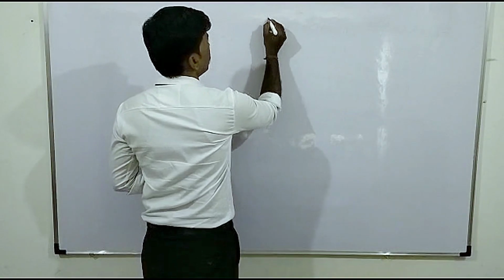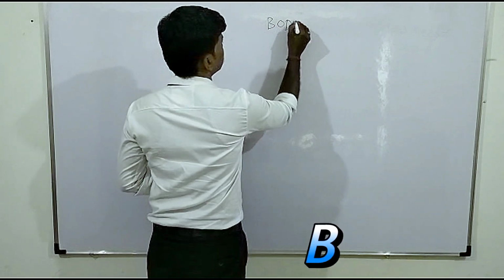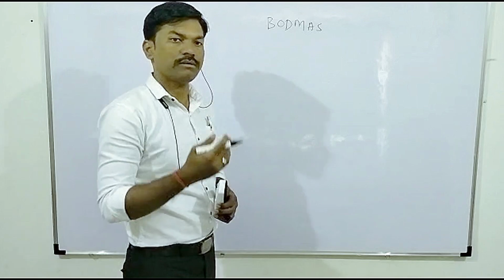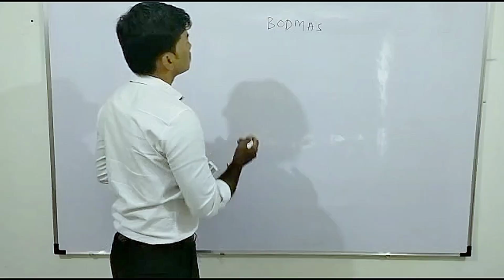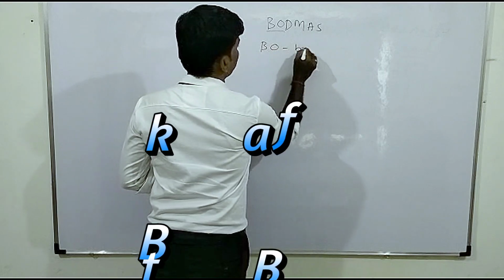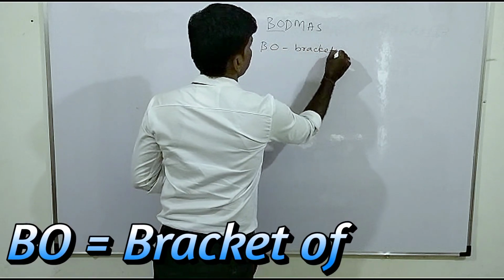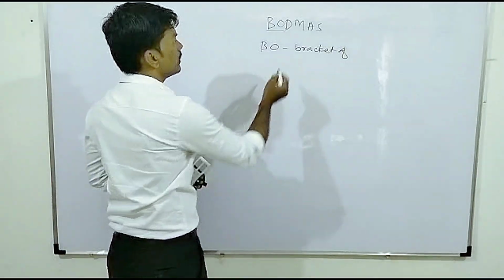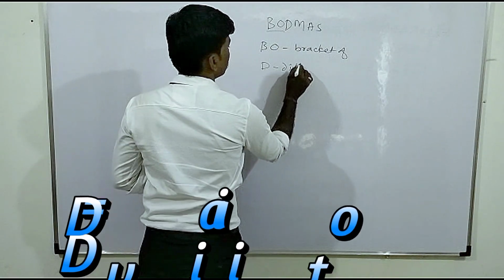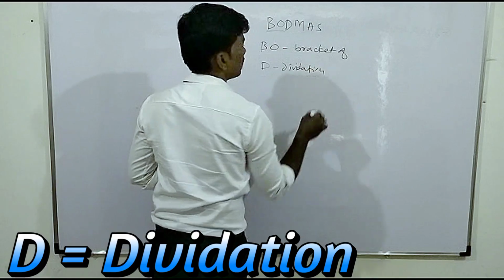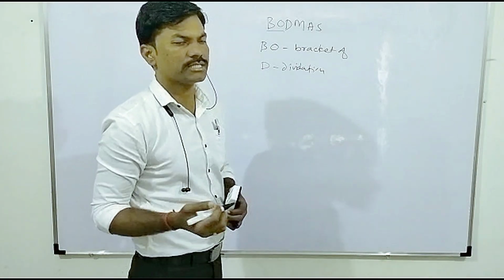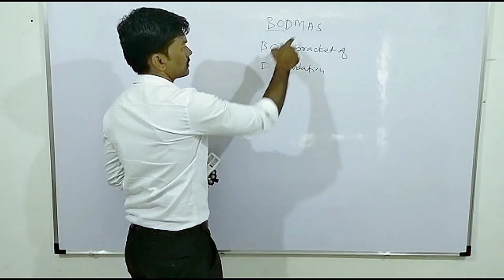Just remember one word, that is BODMAS. Each letter has its own abbreviation. BO stands for brackets of. D stands for division. It means that in a problem having division, multiplication, addition and subtraction, we should do the division first.